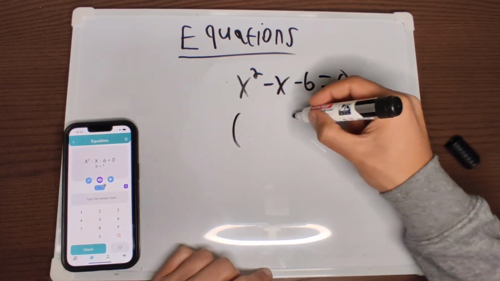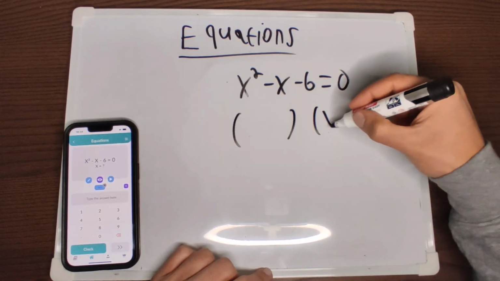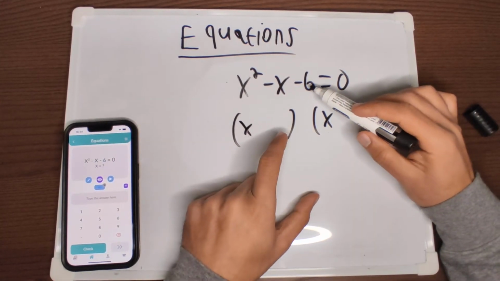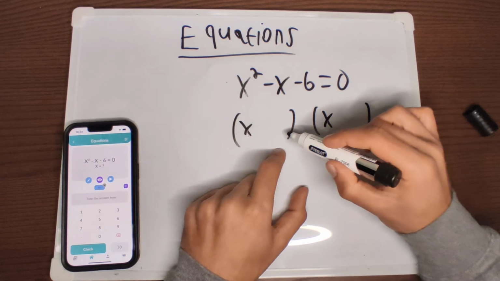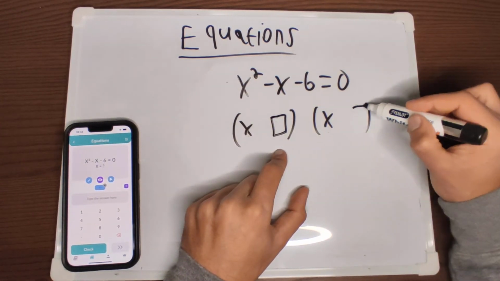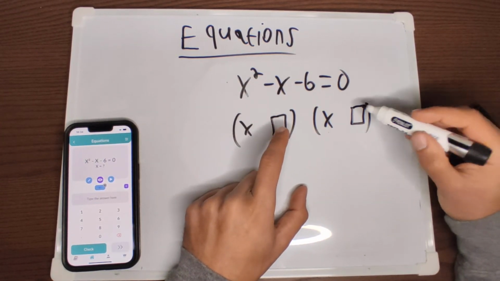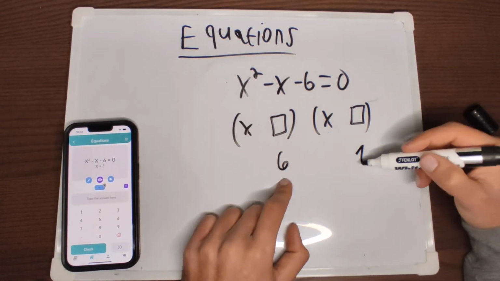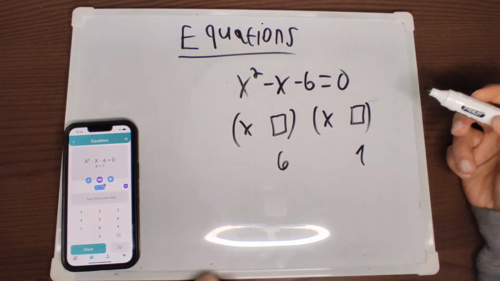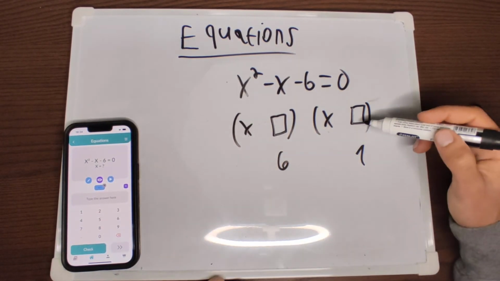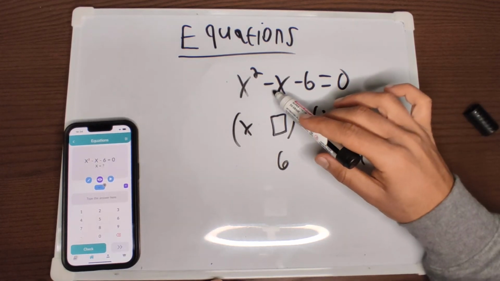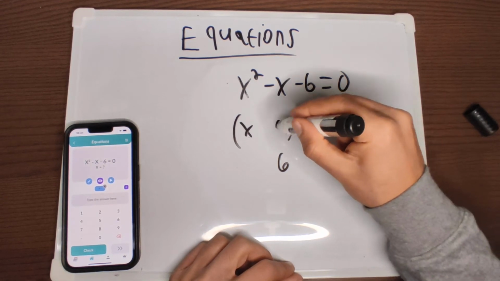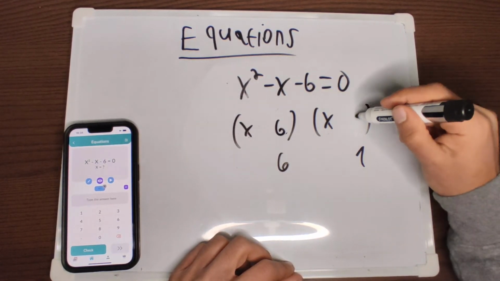So we know that it will look like this with an x and an x, and we need to think what can result in 6 with two numbers here. There are two numbers that the multiplication of them should be 6. So 6 and 1, yeah, because 6 times 1 is 6. Okay, so if we put here 6 and 1, how can we get also to the minus 6? Let's try. Let's put here 6, let's put here 1.